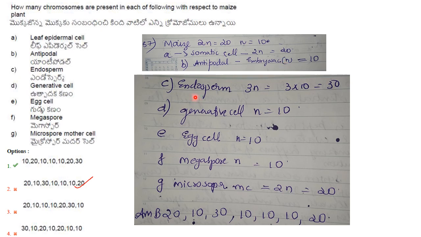Then endosperm is 3n. So 3 into 10, that is 30. Generative cell again is formed as a result of meiosis. So n is equal to 10. Egg cell again formed as a result of meiosis, so n is equal to 10. Megaspore is again n and it is 10. And microspore mother cell, it is 2n, so 20. So the answer here is option B, that is 20, 10, 30, 10, 10, 10 and 20.